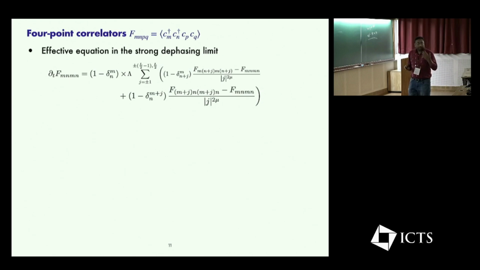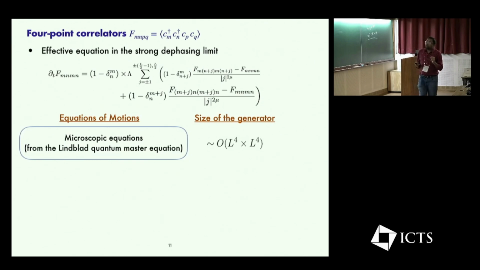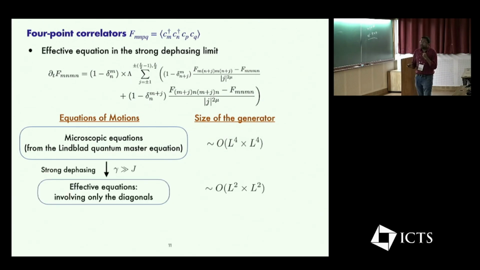Then you can do the same thing for 4-point correlators. The equation looks quite non-trivial. At this point, it becomes both numerically and analytically very difficult to solve, because at this level you have to deal with an L squared by L squared matrix size. And if you want to get clear exponents, you have to take large system sizes, so the simulation at this level becomes slightly non-trivial.